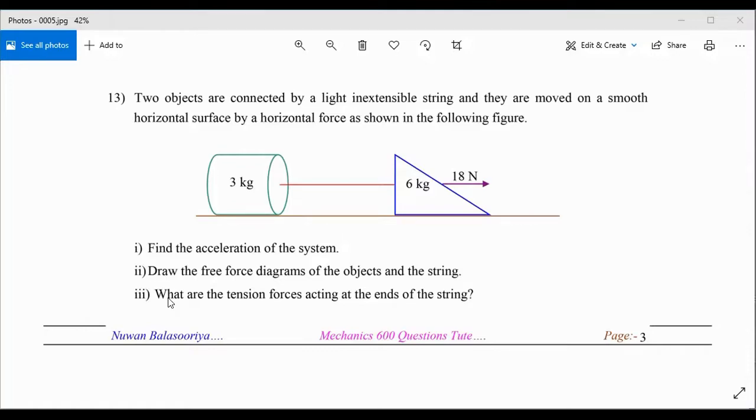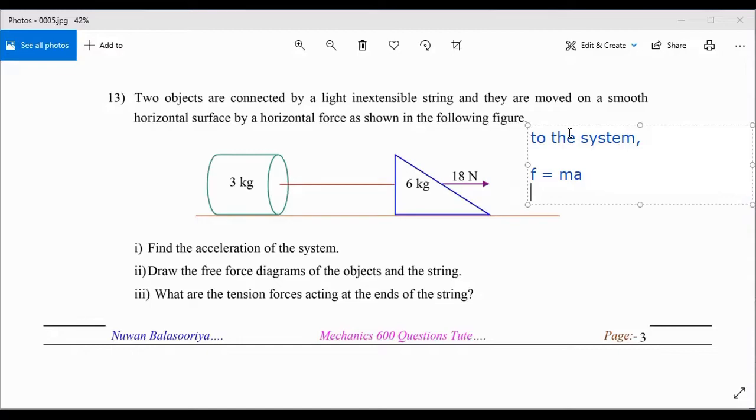Thank you. Two objects are connected by a light inextensible string and they are moved on a smooth horizontal surface by a horizontal force as shown in the following figure. Find the acceleration of the system. That is a very simple question. We can find the acceleration at once. Look at the board here. To the entire system, I'll apply F equals mA.